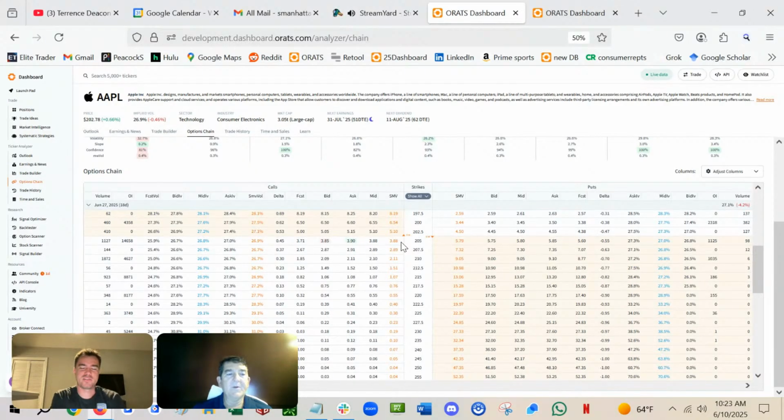Having great data is what we pride ourselves on a lot. We have really good data. We have data for indexes and ETFs as well, so it's not just some of the big symbols. We have a lot of data on a lot of symbols.